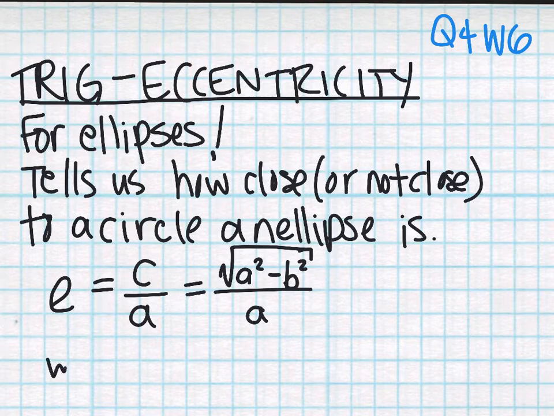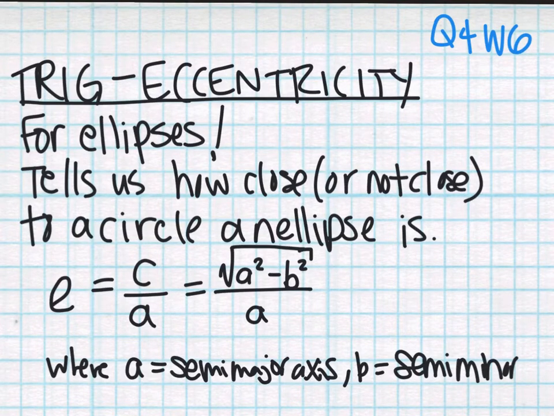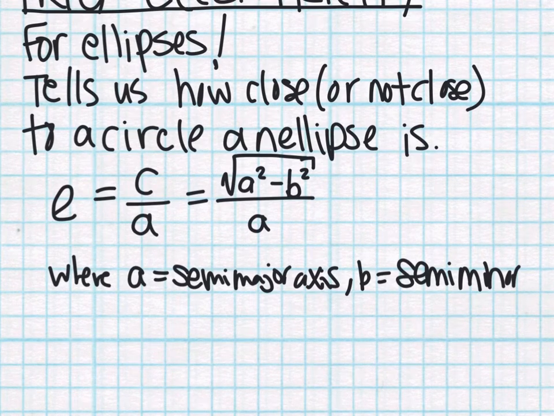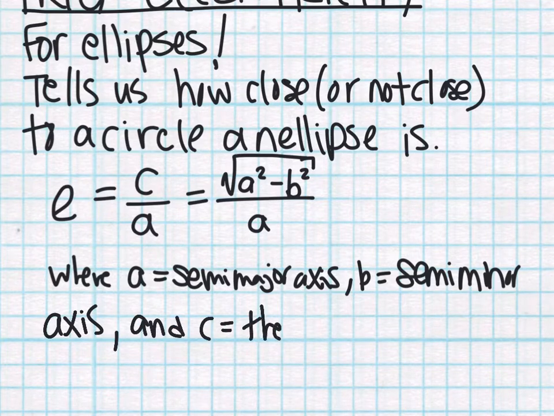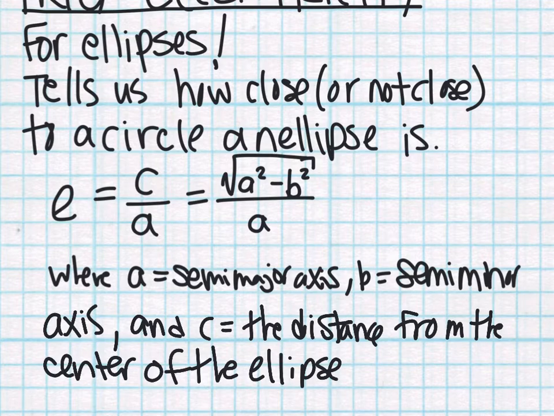And in this formula, A is the semi-major axis, B is the semi-minor axis, and C stands for the distance from the center of the ellipse to either focus. So those letters are what we've already defined them as last week.